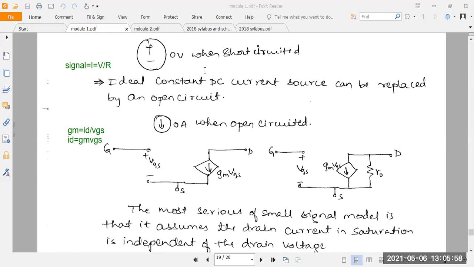Ganesh, what is the purpose of writing the equivalent circuit here? Yes, sir. What is the purpose of writing the small signal equivalent model? Infinite resistance. I know infinite resistance here. What is the purpose of writing the equivalent circuit? Why do you want to write the equivalent circuit for the amplifier?